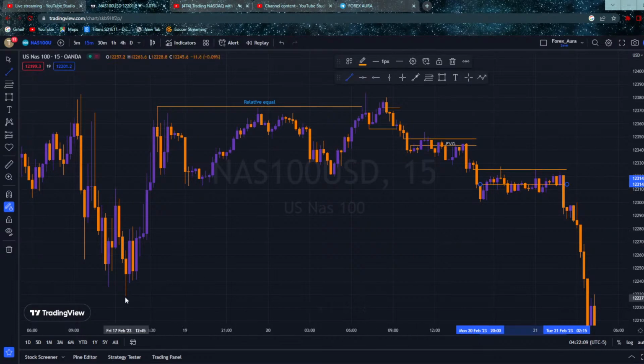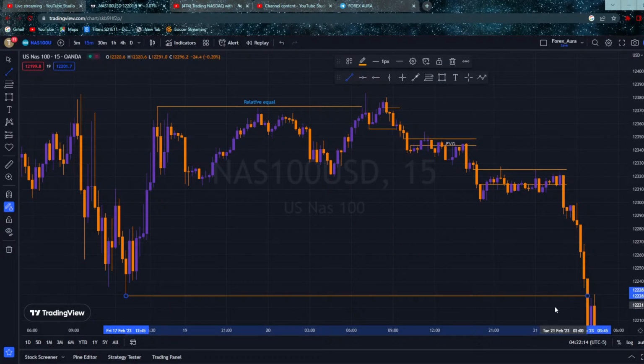Yes. So my target would have been this one in this case. You see? My target would have been this one. So it's complete. It is complete in my eyes. MMSM, yeah, market maker sell model.